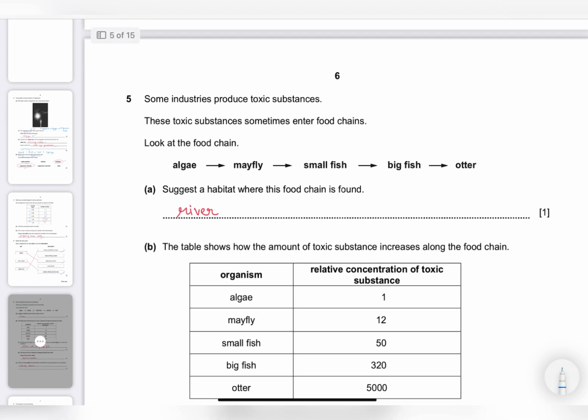Some industries produce toxic substances. These toxic substances sometimes enter the food chain. Look at the food chain. Suggest a habitat where this food chain is found. Where do you find algae, mayfly, small fish? Where do you find fish? Big fish. So you find it in the river, so write down river. River is their habitat. Habitat is the place where they live.